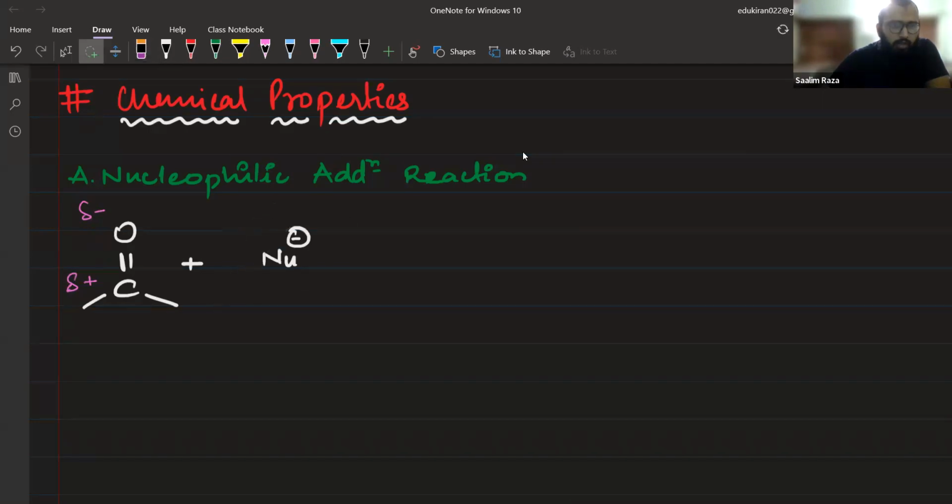Nucleophile is going to attack on the carbon atom, something like this. Why is it attacking on the carbon atom? Because carbon is delta positive and nucleophile is negatively charged, so it is electron rich. So from electron rich to electron poor, there will be attack.